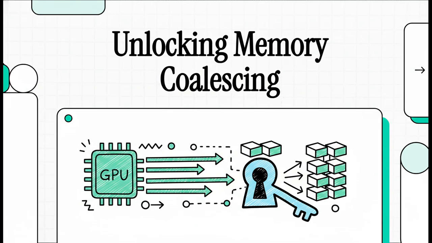All right, let's talk about one of the biggest secrets to GPU performance, something that can literally make or break your code. It's a hidden mechanism that separates the good from the truly great, and it's called memory coalescing.